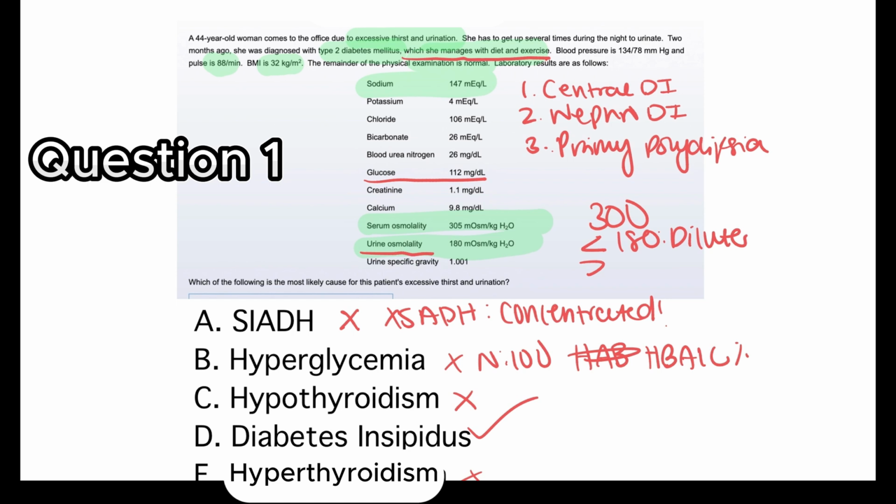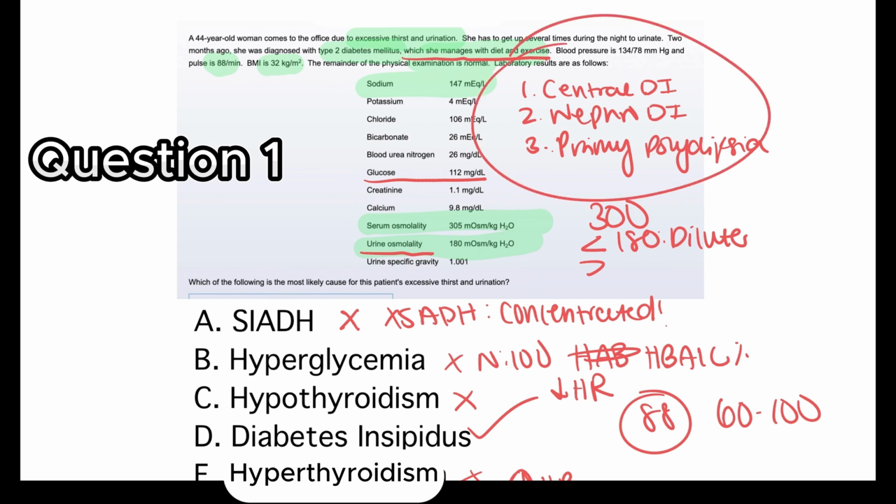Hypothyroidism. So with hypothyroidism, we would see a decrease in heart rate. And hyperthyroidism, we see an increase in heart rate, which is tachycardia. And this is bradycardia. The heart rate here is 88, and that is in normal range because normal is 60 to 100. So we're in between diabetes insipidus and hyperglycemia. The best choice to me, because of the excess thirst and urination, that is key to what? These 3 differential diagnoses. So the best answer here is diabetes insipidus.